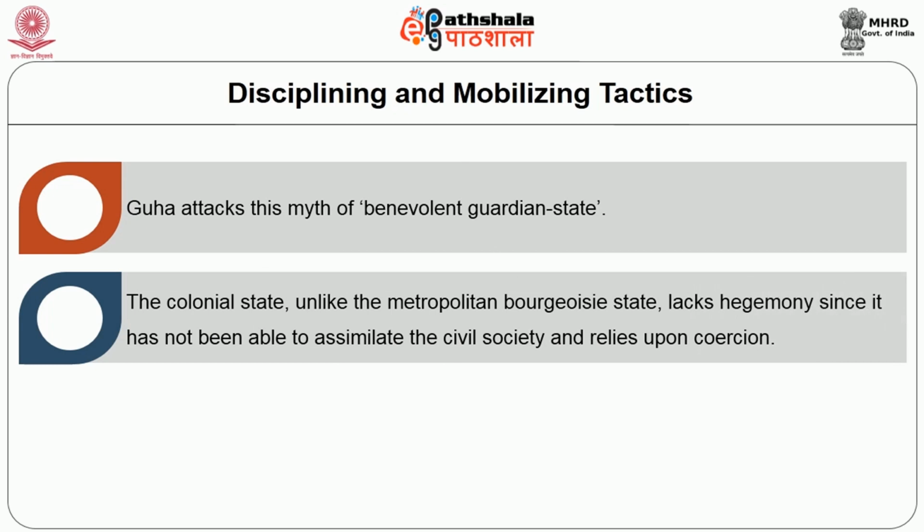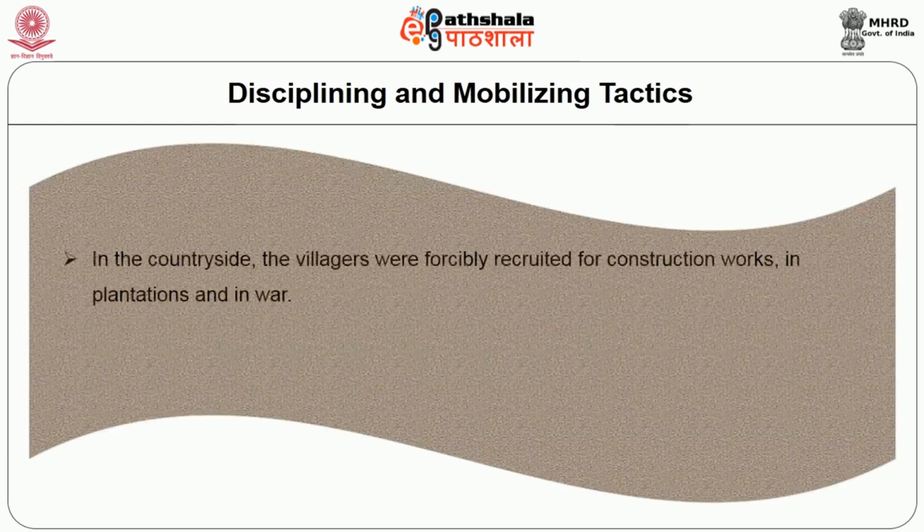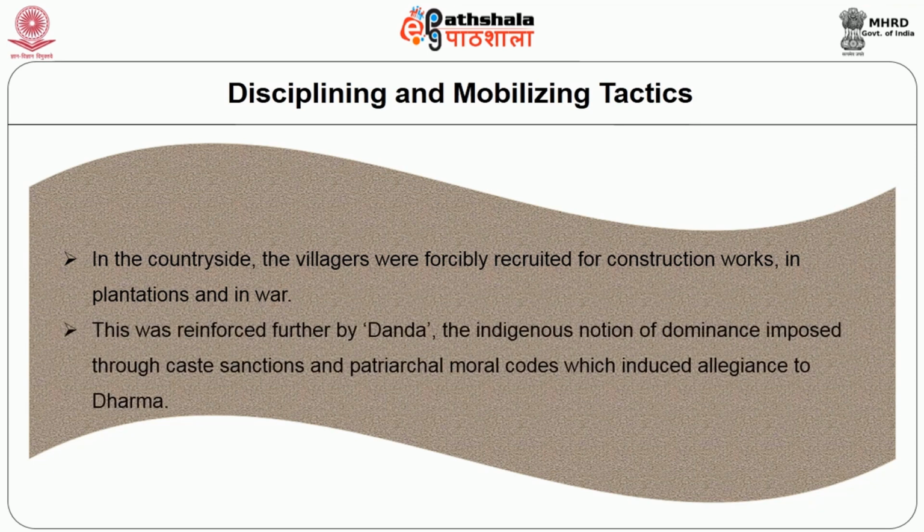The colonial state, unlike the metropolitan bourgeoisie state, lacks hegemony since it has not been able to assimilate. The civil society relies upon coercion. The army and the bureaucracy imposed control on the press and even public services by introducing municipalization, all in the name of order. In the countryside, the villagers were forcibly recruited for construction works, in plantations and in war. This was reinforced further by danda, the indigenous notion of dominance imposed through caste sanctions and patriarchal moral codes which induced allegiance to dharma.